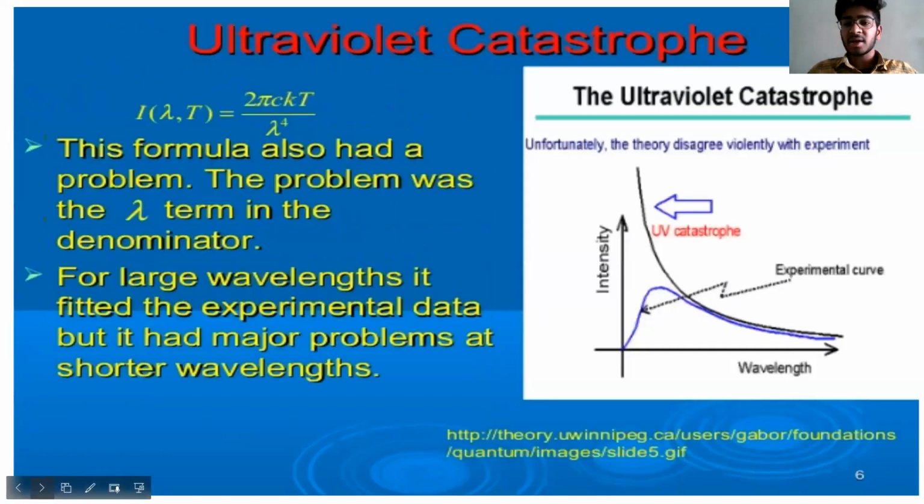Ultraviolet catastrophe. You've seen the graph of the ultraviolet catastrophe. The formula is I of lambda equal to 2 pi c kT by lambda to the power of 4. This formula also had a problem. The problem was the lambda term in the denominator. For large wavelengths, it fitted the experimental data, but it had a major problem at short wavelengths.